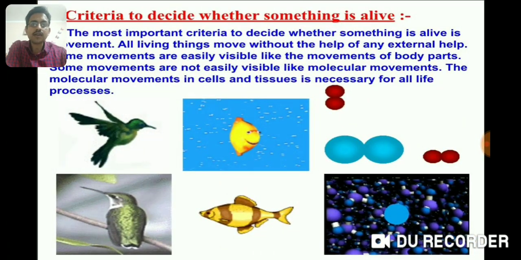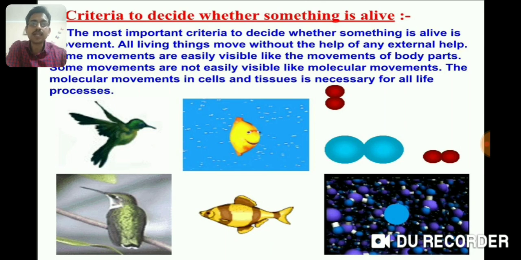Before we start life processes, first of all, we have to talk about the criteria that is used to decide whether something is alive. So, what is the most important criteria? The most important criteria to decide whether something is alive is movement. Movement is called the essence of life. All living things move without the help of any external help.